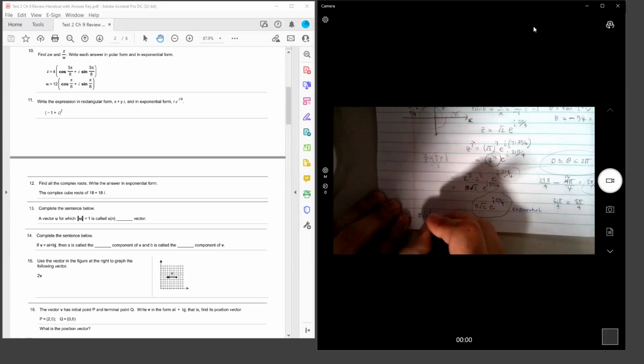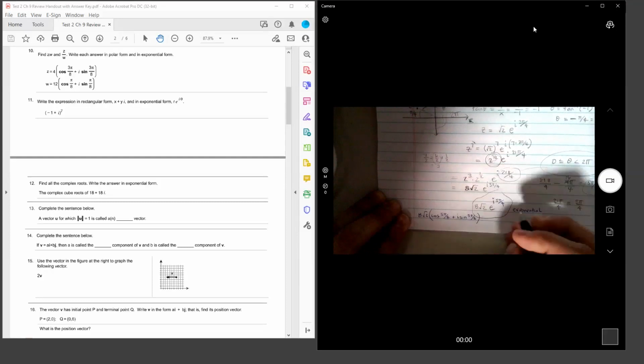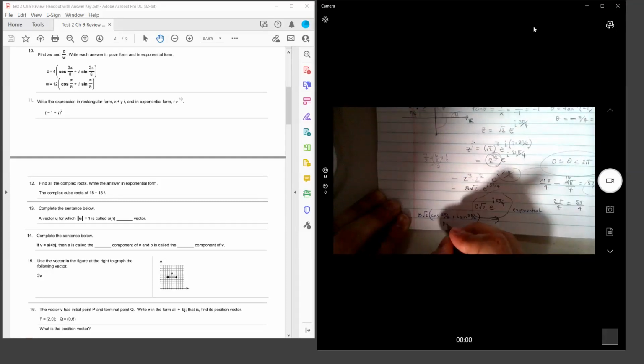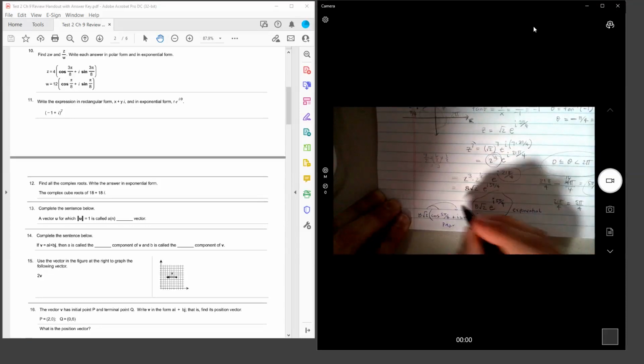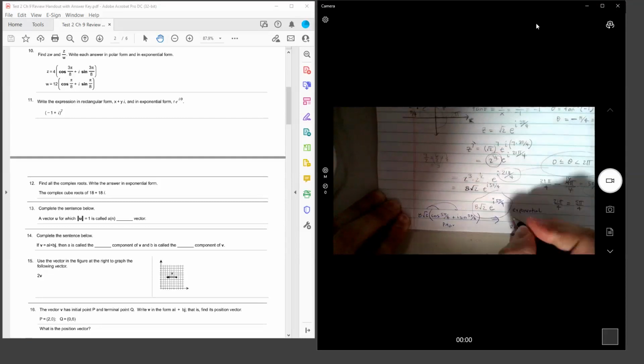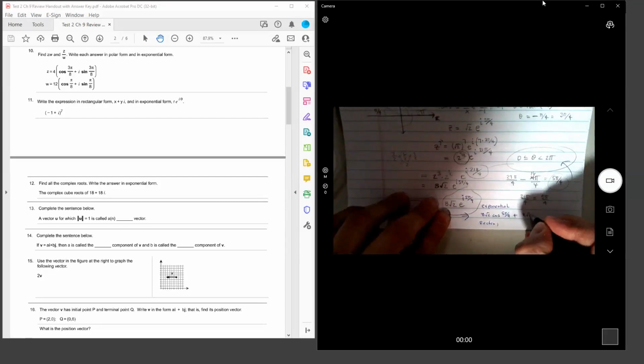8 square root of 2 cosine of 5 pi over 4 plus i sine 5 pi over 4. From there, from polar, I go to rectangular, and we could just distribute. 8 times the square root of 2 cosine of 5 pi over 4 plus, I'm going to put the i at the end, 8 square root of 2 sine 5 pi over 4 i.